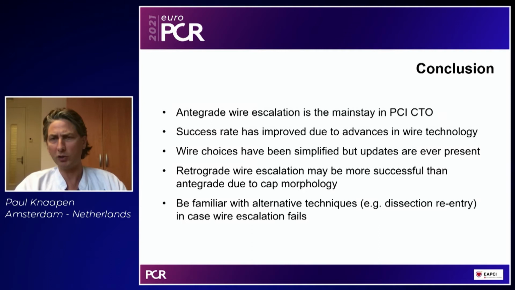There are multiple vendors these days introducing wires, and updates within the ASAHI families as well. Most recent examples like the Gladius, the Suoh, and the Astato should be kept in mind to deal with your cases. Retrograde wire escalation is easy and can be more successful than antegrade wiring. And please be familiar with alternative techniques when wiring fails, such as dissection reentry techniques, and have tools like the Stingray balloon on your shelf to save you from these cases.